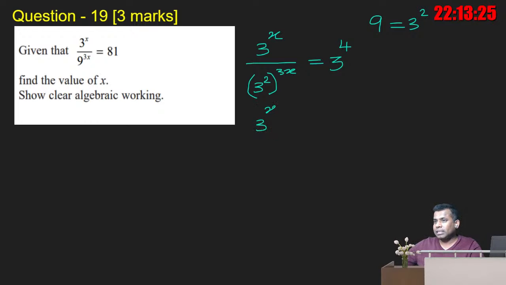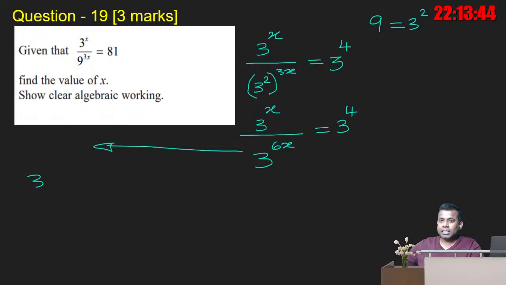Now 3 to the power x over 3 to the power, you multiply 2 times 3, that is 6x, right? Equals 3 to the power 4, right? Now again, I'm just going to write 3 to the power x. When the bases are the same, when dividing, you can subtract the powers: x minus 6x equals 3 to the power 4, right? Now 3 to the power minus 5x equals 3 to the power 4.